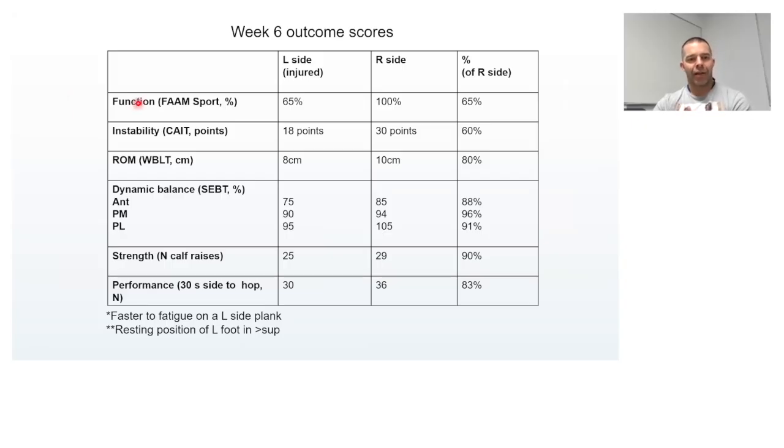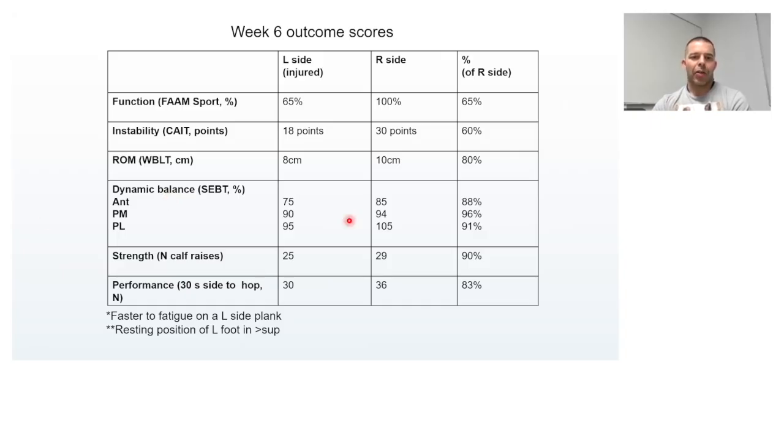So we looked at their subjective function using the FAM Sport. We looked at their feelings of subjective instability using the Cumberland Ankle Instability Tool. We looked at their range of motion in a weight-bearing lunge test. Dynamic balance was assessed using a star excursion balance in 3 different directions: anterior, posteromedial, and posterolateral. We counted the number of calf raises that they could undertake in sequence with a metronome, and also looked at their functional performance using a side-to-side 30-second hop test.